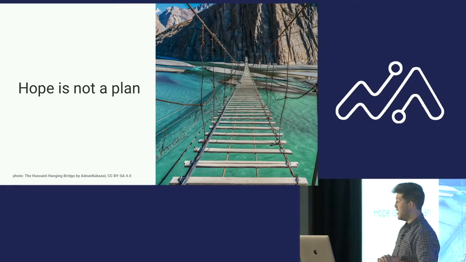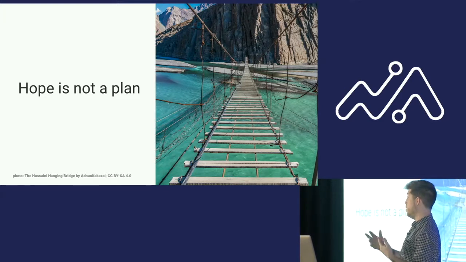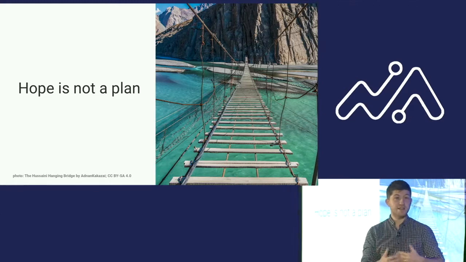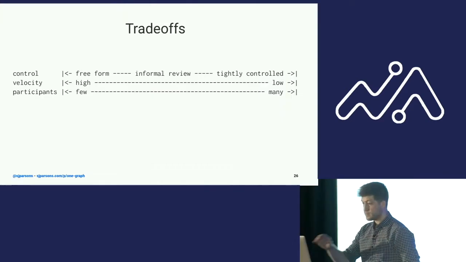So this is another common phrase at Concur: hope is not a plan. We don't just want to hope that our schema will evolve and that we can manage change in the long term. We need to have a plan in place. We need to think about that early on, how we're going to do that.